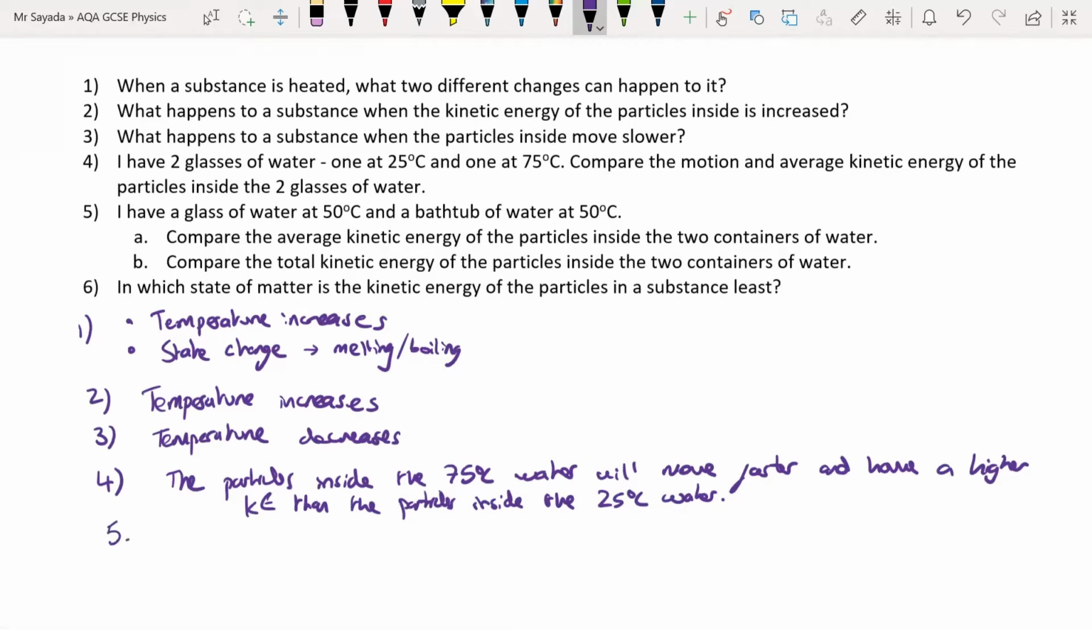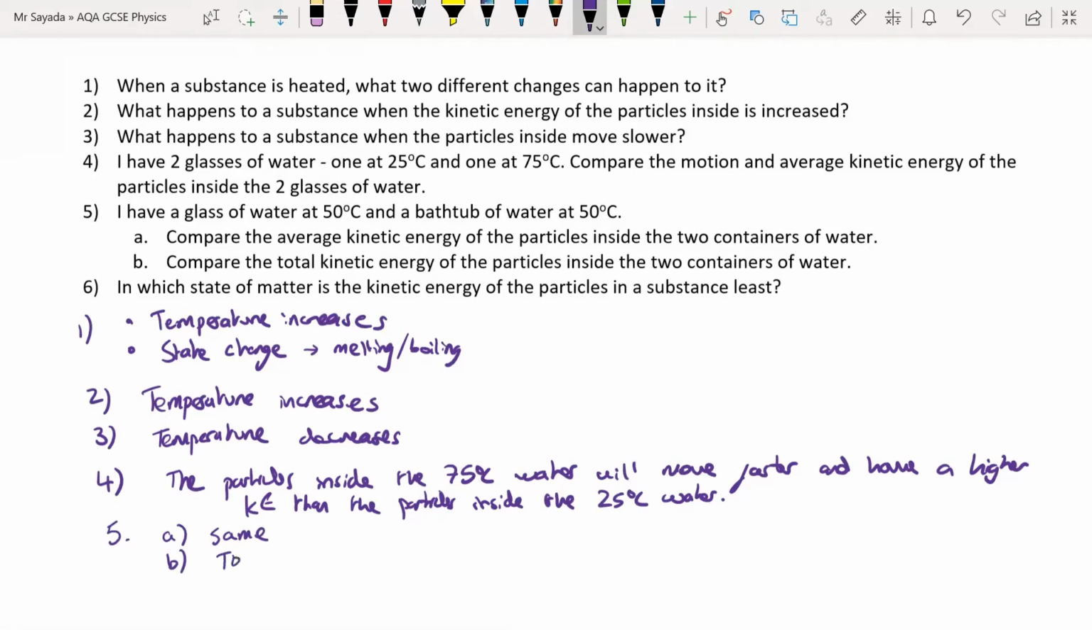Question 5. The average kinetic energy is going to be the same because they're both at the same temperature. But the total kinetic energy is going to be bigger in the bathtub of water because the bathtub of water contains more water. So even though the average kinetic energy of the particles will be the same, there's loads more particles in the bathtub, so the total kinetic energy of the particles will be bigger. That doesn't affect the temperature, but it is true.